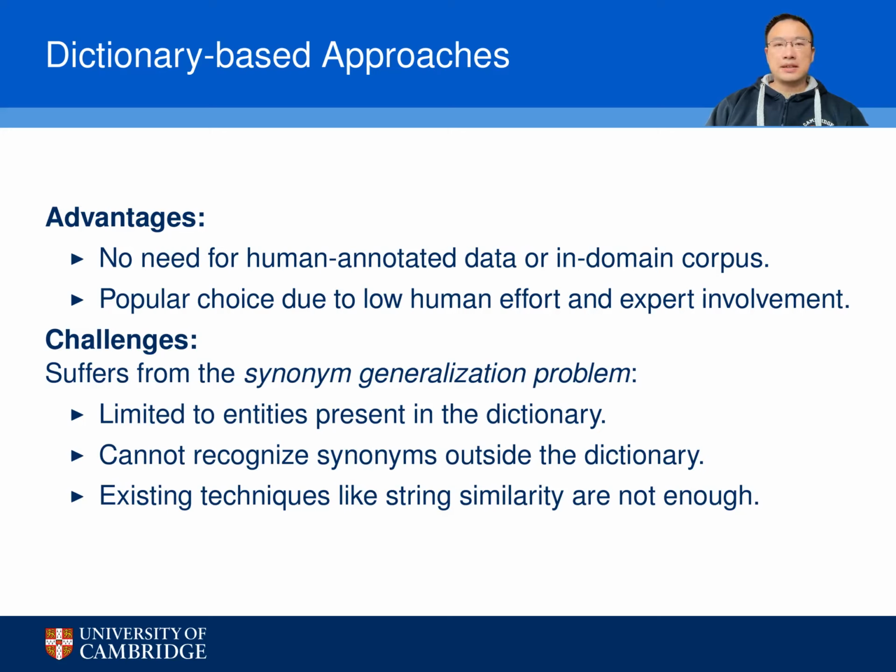This problem means that when recognizing entities, it is limited to the entities that exist in the dictionary, and it cannot recognize synonyms outside of the dictionary. Some methods propose to use string-similarity tools to recognize the synonyms. However, this is still not enough.